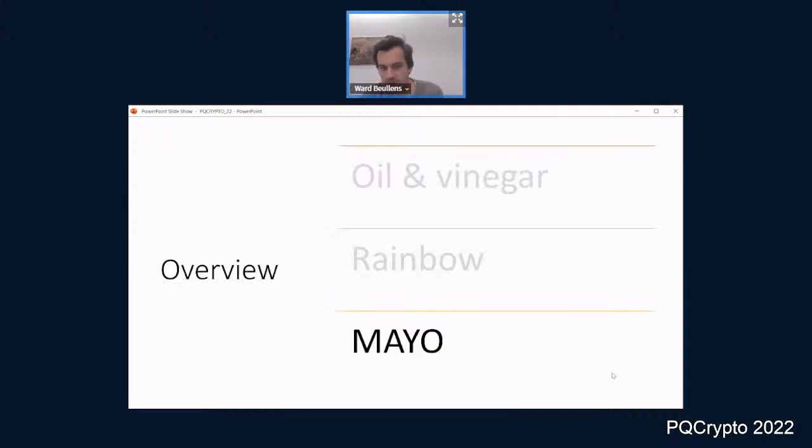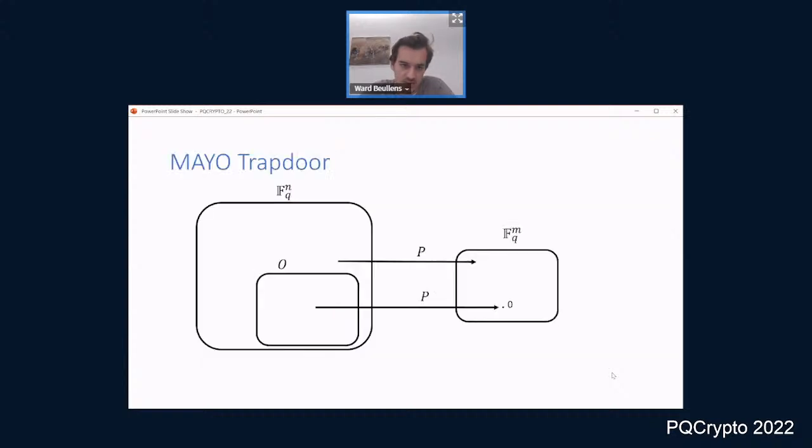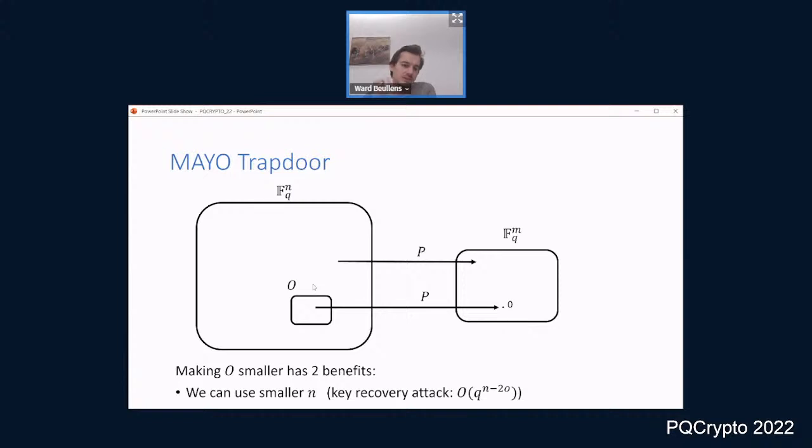Okay, so I still have some time left, so I can talk about Mayo. So Mayo is another multivariate signature, and it's also based on oil and vinegar. So we have this starting point again. You have this map P on n variables, and it vanishes on some secret space O, this oil space O. And the idea of Mayo is that it would be really nice if we can make this oil space smaller. This has two benefits, right?